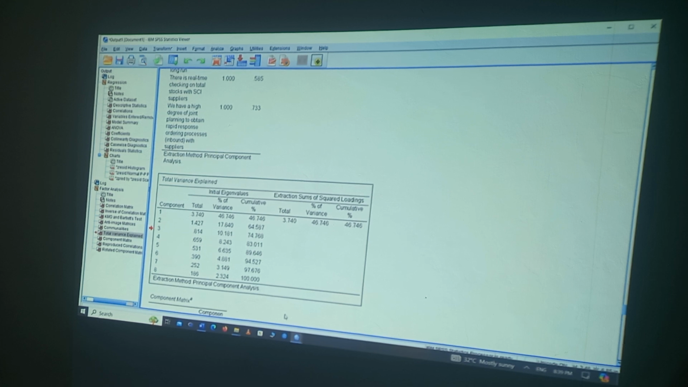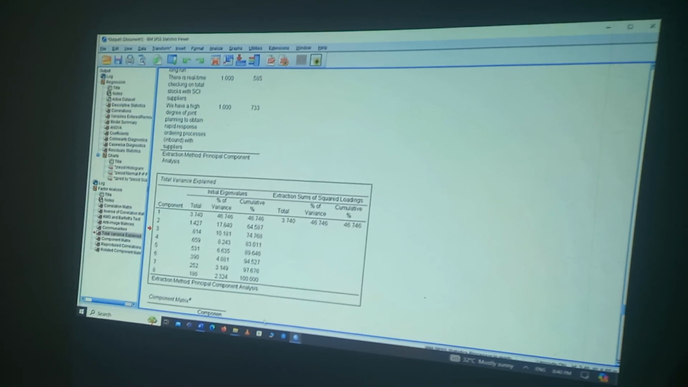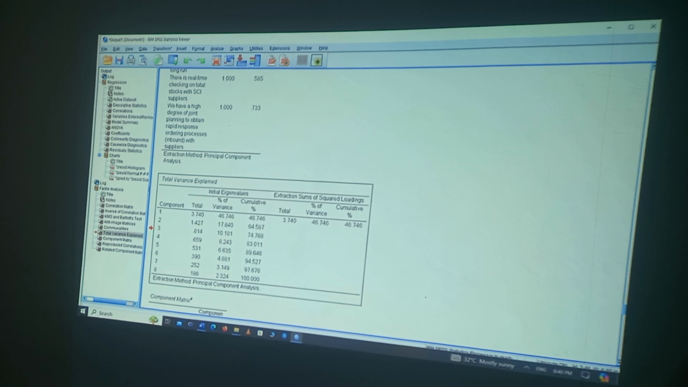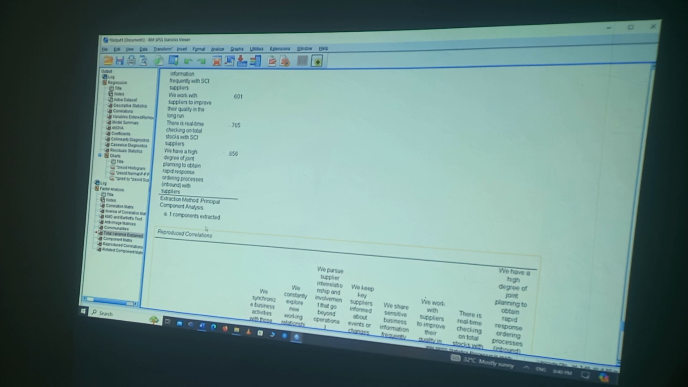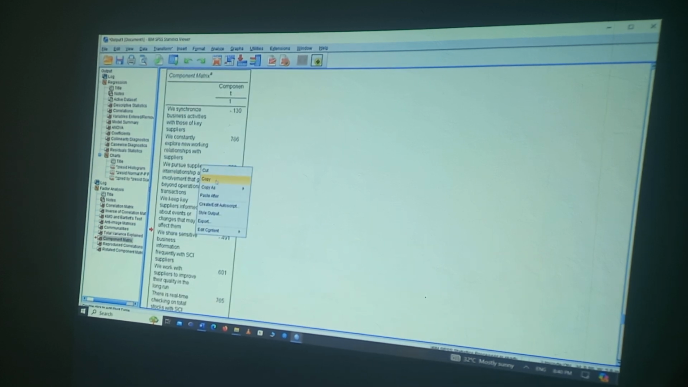Now that the assumptions have been met, sample adequacy, identity matrix, and common method bias, we don't have any problem, right? So we can proceed to interpret our results for the factor analysis. So we go to a table called the component matrix and copy that table.